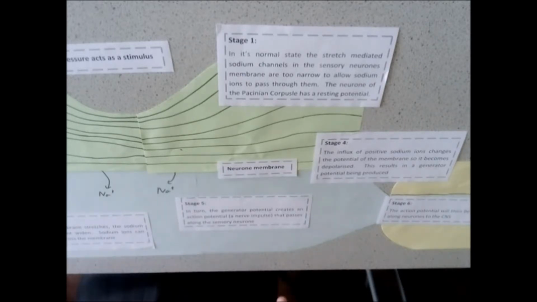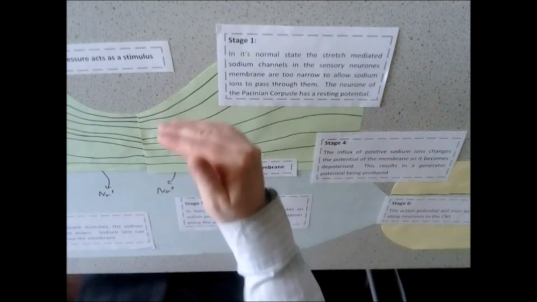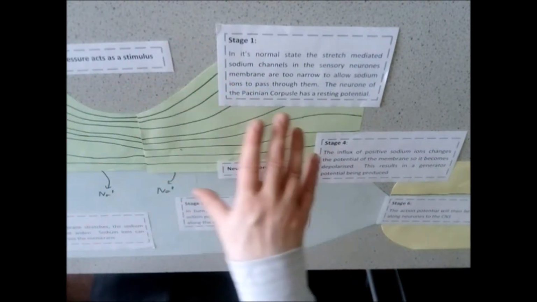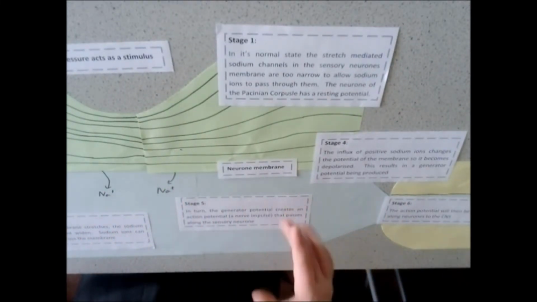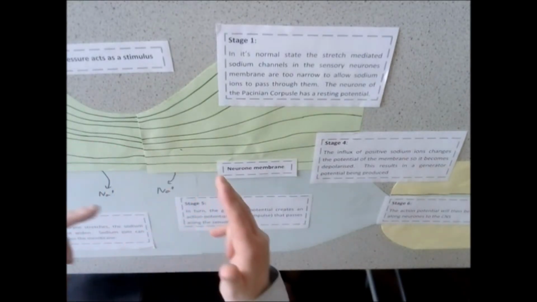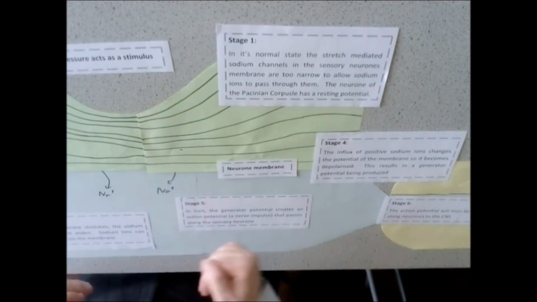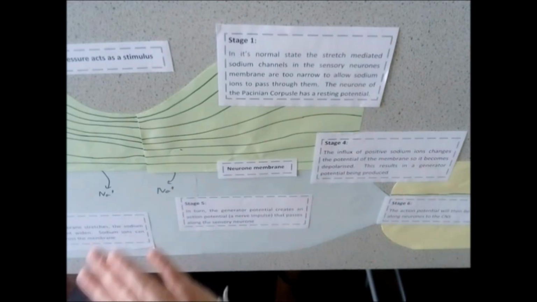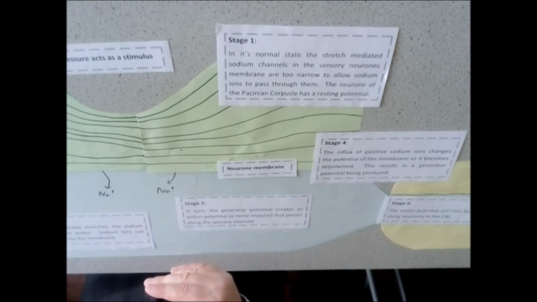Just to give you a little bit more information, when pressure stops being applied, the Pacinian corpuscle bounces back into its normal shape. When that happens, it stops stretching the membrane of the neuron, so all of these sodium channels shut. So sodium can no longer move into the neuron. The sodium will then be actively transported out, which resets the resting potential, so it repolarizes it.